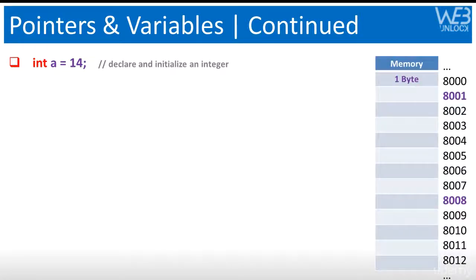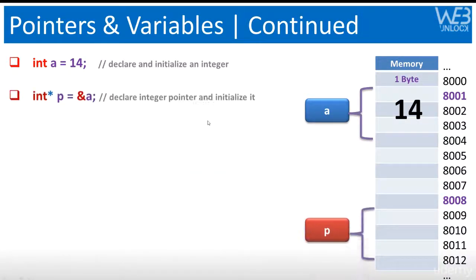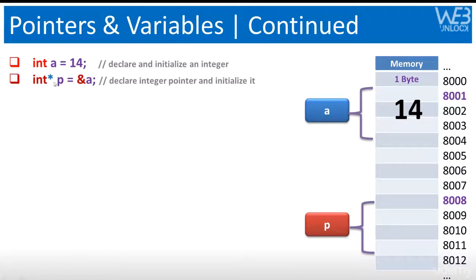Okay, let's continue our discussion on pointers and variables. Again, I'm going to declare an integer A variable, assign to it 14. So this is an initialization declaration. You just immediately declare and initialize the variable. In this case, it's going to be immediately taking up 4 bytes with 14. And now this is another declaration with initialization. So we declare an integer pointer P, and we assign to it immediately the address of A. This is a better way to declare initialized pointers so that you don't forget and leave it uninitialized.